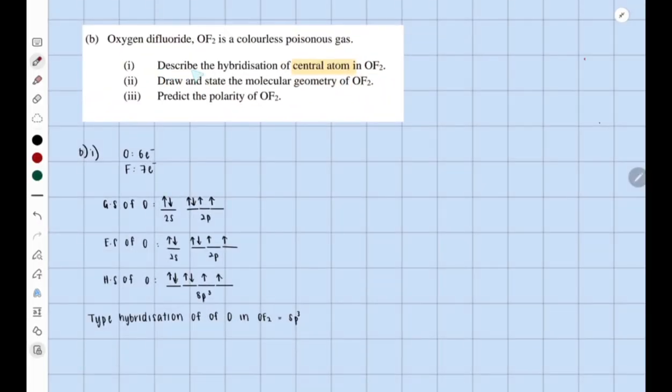3B1. Describe the hybridization of the central atom in OF2. So how do we decide the central atom? We need to know the valence electrons. O has 6 valence electrons and F has 7 valence electrons. Since O has fewer valence electrons than F, O will be the center atom.